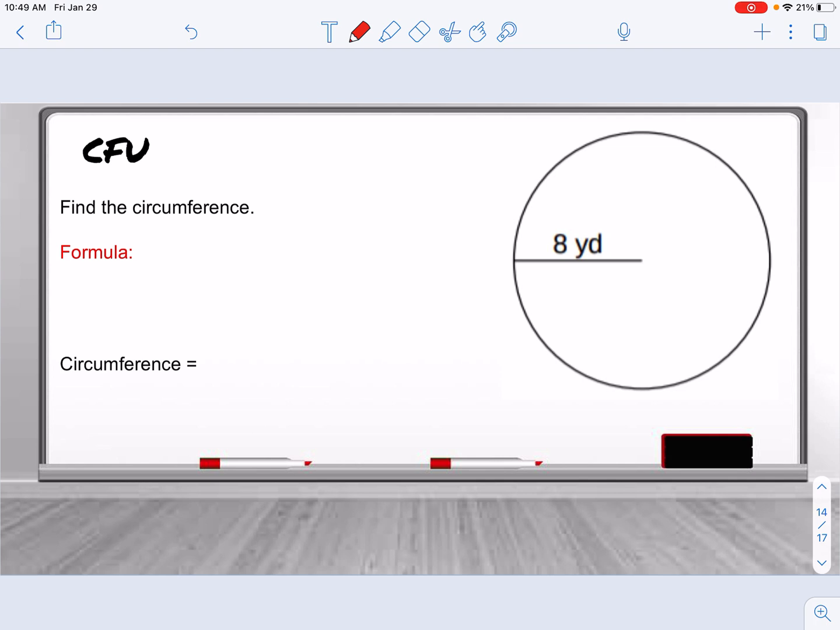All right, now there are a few of them for you to try. So if you would, make sure you use your star chart for your formula and identify, do you have the radius or the diameter to decide which formula to use. And then go back and complete the CFU within Schoology and any other remaining assignments.